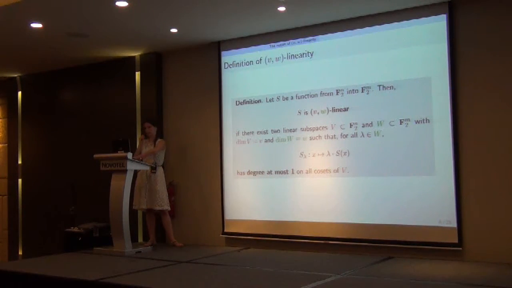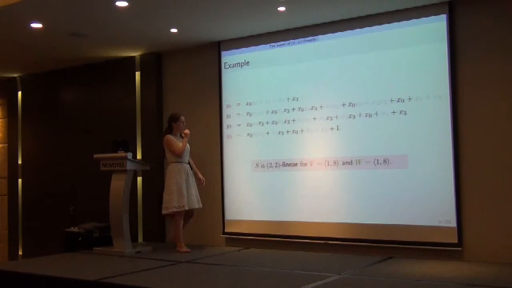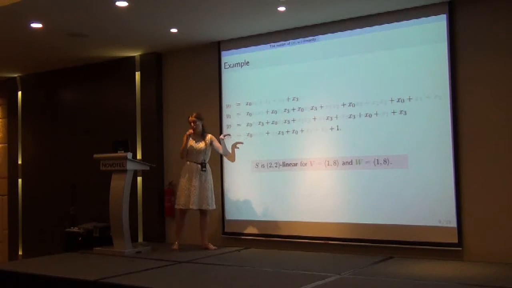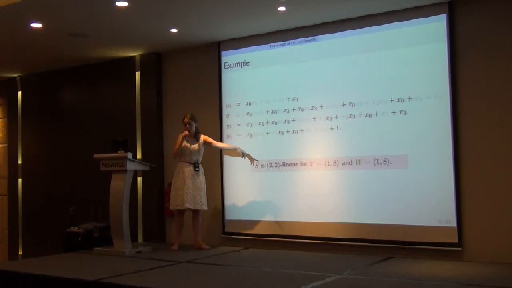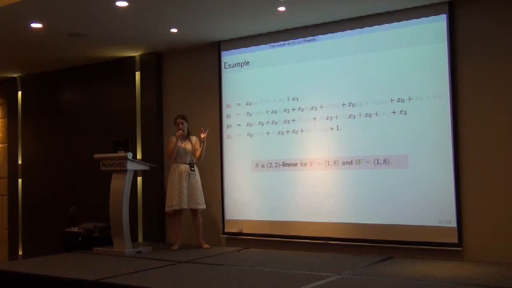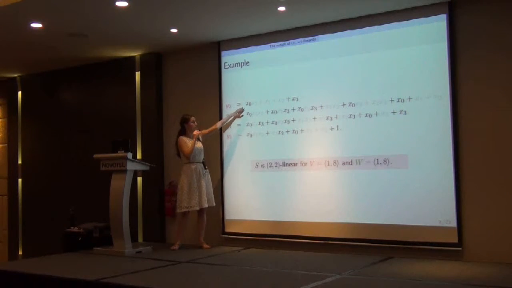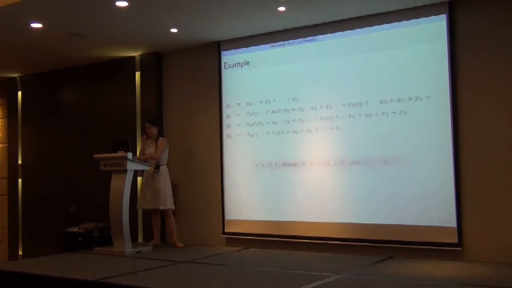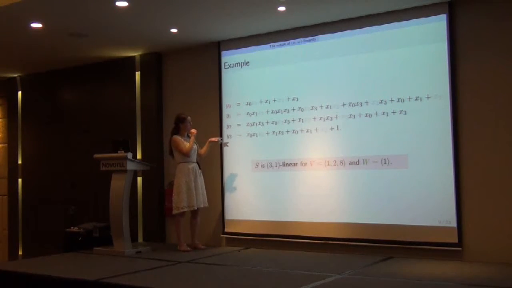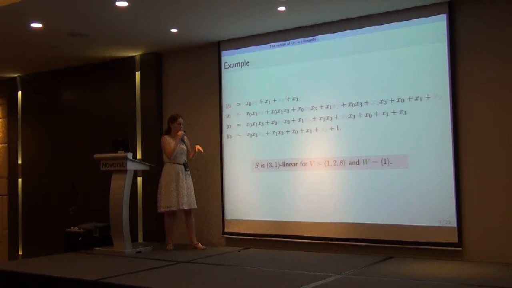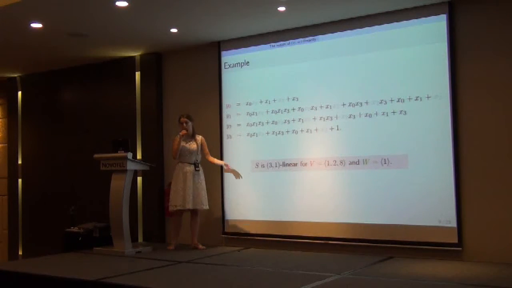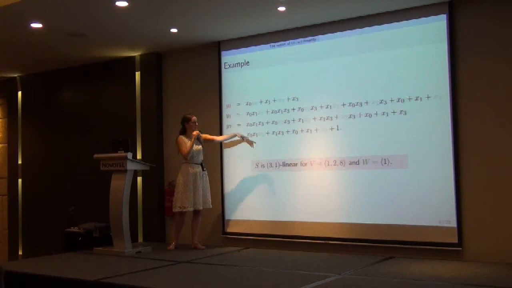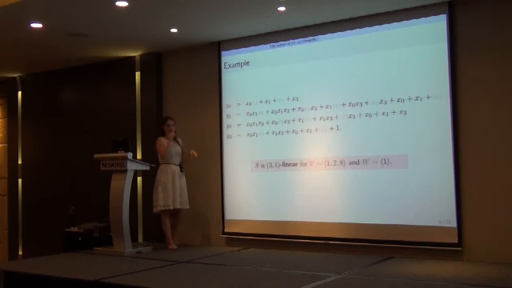If we apply this definition to the previous examples, we see that in the case when we had fixed x1, x2 to some constant value, the function was 2-2 linear, because we had an input space of dimension 2, because we have two variables, x0 and x3, and we had an output space that was linear on all cosets, that was the first and the third coordinate. In the same way, for the other example, when we had x2 fixed to a constant, we can see now with the definition that the function is 3-1 linear for this choice of V and for the first output coordinate.